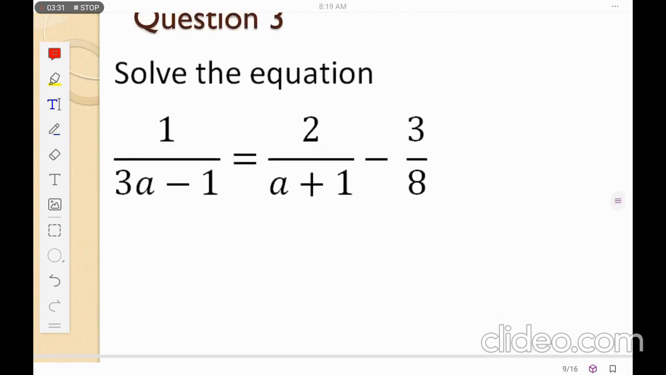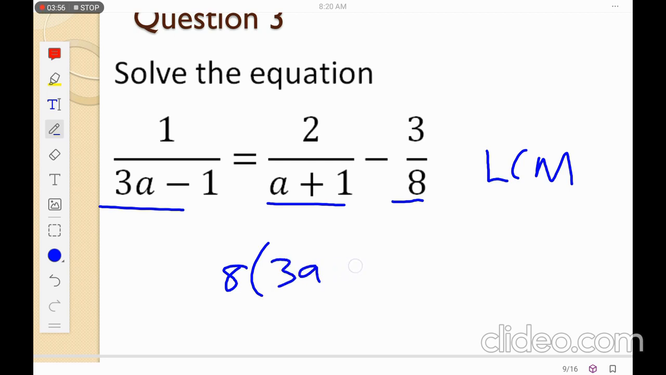Here I've got this question that I want to solve. I can find the lowest common multiple for all these, and my lowest common multiple is 8 by these factors. So I've got 8, 3a minus 1 and a plus 1. These are the factors that I have there. What we then do is multiply each and every item with this.